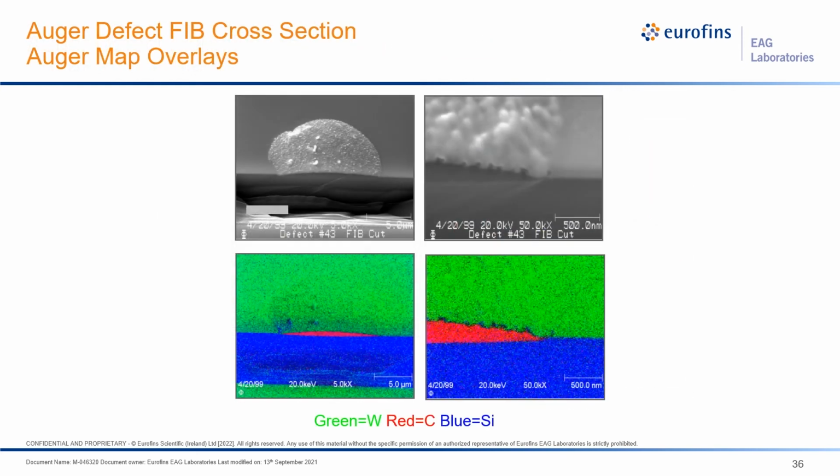And like I always like to do, I like to show map overlays, nice colors. So based on the surveys and the Auger SEM images, we can accumulate Auger maps, overlay them like this, and we do find that the high carbon intensities do correlate very nicely with the shape of the defect.